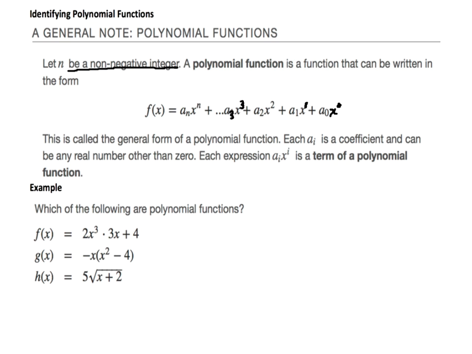Okay, so this definition looks super scary here, but it's really not. The n's in the very first leading term there, those are just standing for the degree of the polynomial. N is equal to the degree of the polynomial.